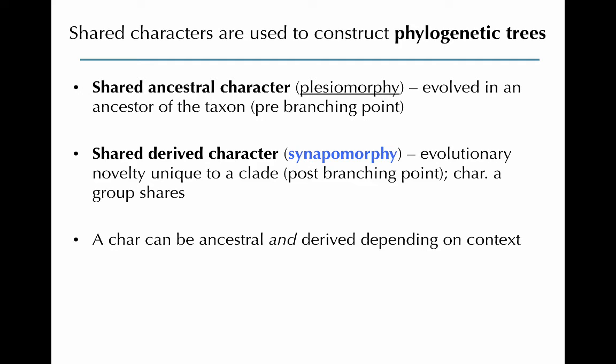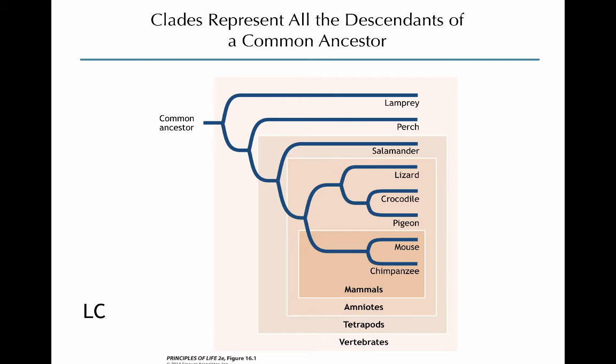And then the other one that we're more concerned with generally is the shared derived character, or synapomorphy. And so this is a characteristic that's unique to a group that distinguishes it and arose in the common ancestor of that group. So depending on what you're talking about, a characteristic is not intrinsically shared derived or shared ancestral. It depends on what clade you're talking about. So let's take a look at an example here.